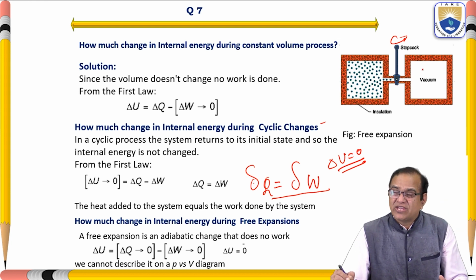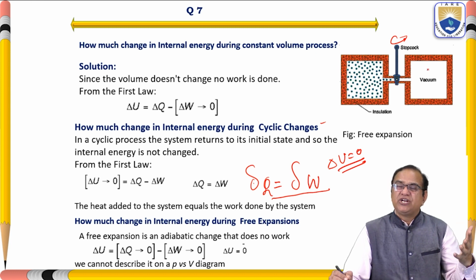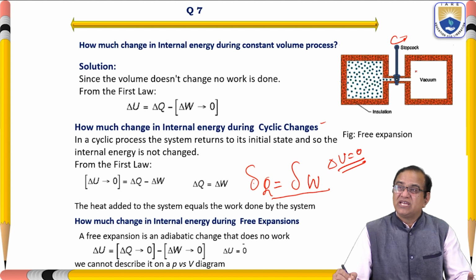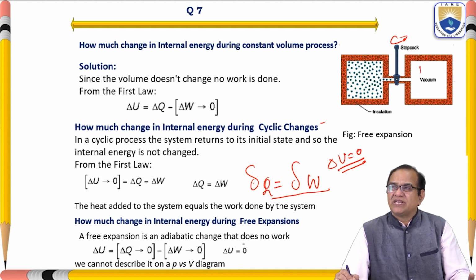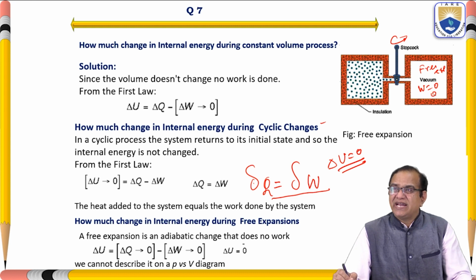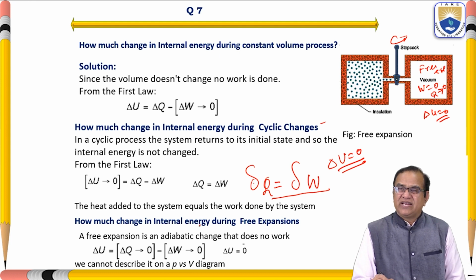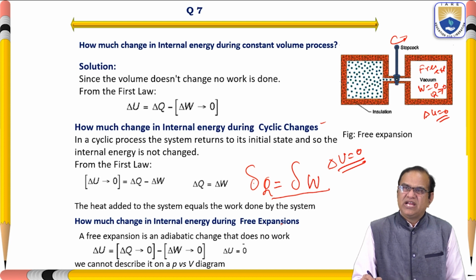But in a vacuum, we don't have any motion. In a vacuum, we don't have any resistance. Due to the non-availability of resistance, free expansion will take place. In this free expansion, the work will be zero, and also there is no heat addition. Q also will be zero. So here delta U also will be zero. So how much change in internal energy? The internal energy will be zero. There will not be any change in the internal energy in free expansion.